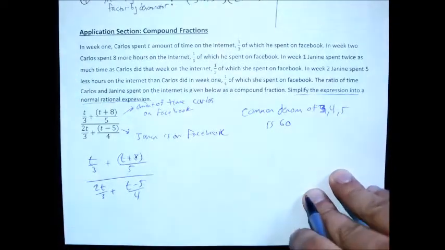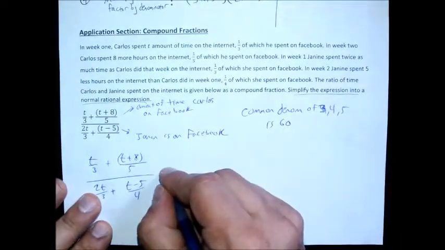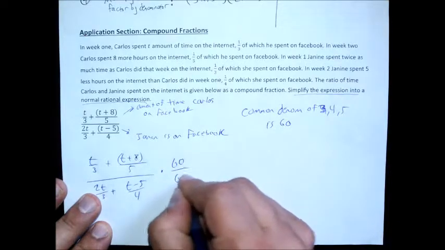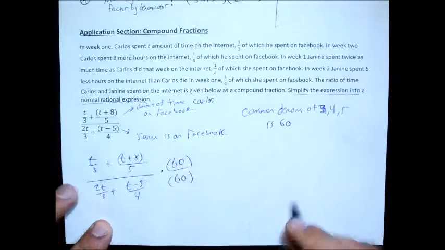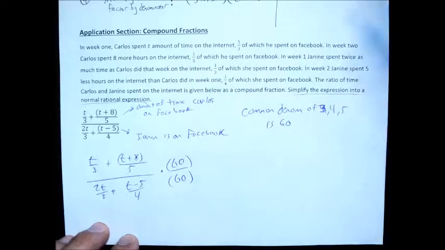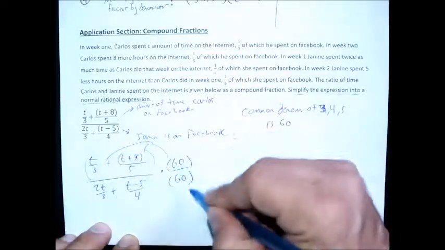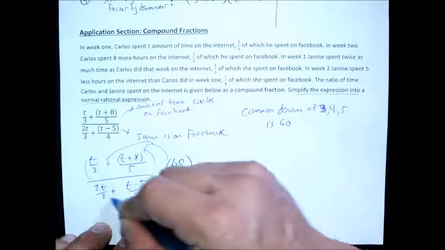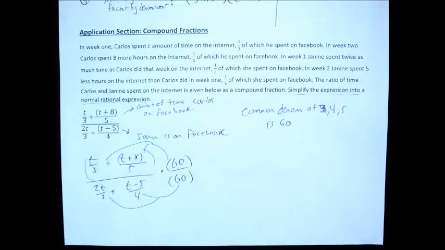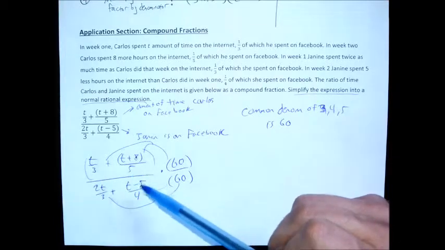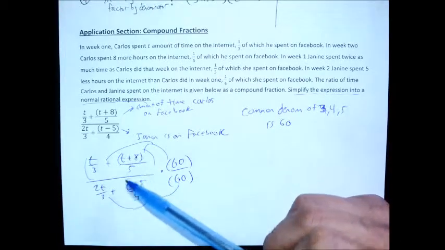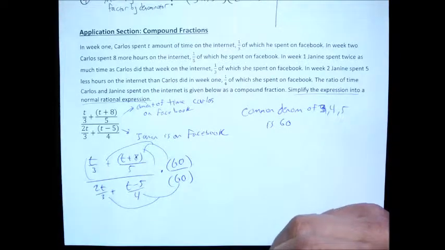And so we want to multiply this through by 60 over 60. And so that 60 is going to go through here, and it's going to hit that first one, and then the second, and then the same thing in the denominator. And all these numbers go into 60. 3 goes into 60, 4 goes into 60, 5 goes into 60, and so it'll cancel out all the denominators.